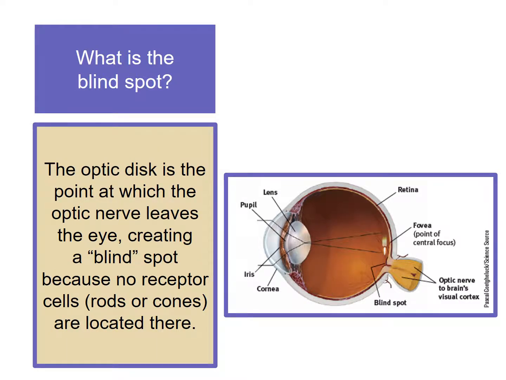The blind spot is the optic disc. The optic disc is the point at which the optic nerve leaves the eye, creating a blind spot, because no receptor cells, meaning rods or cones, are located there.